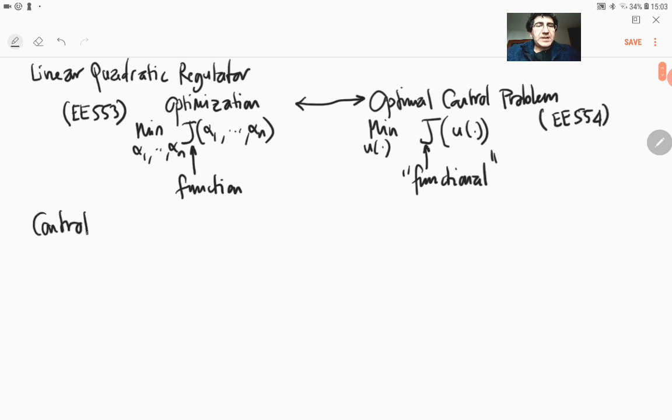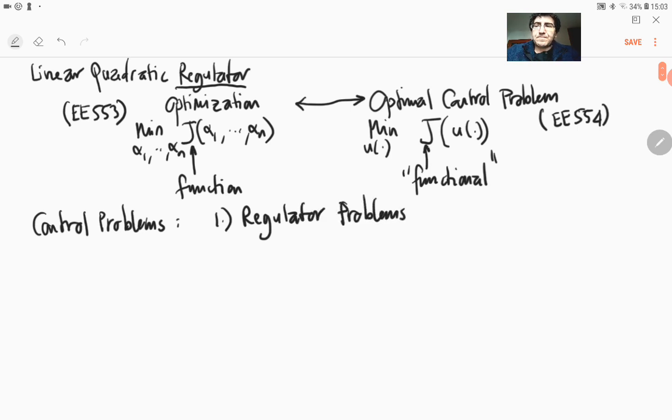So if we take a look at control problems, the question is, why do we call this a regulator rather than a controller? In control problems, we can have regulator problems, and we can also have servo problems. Now, what are the differences between those? Let's take a look at that.